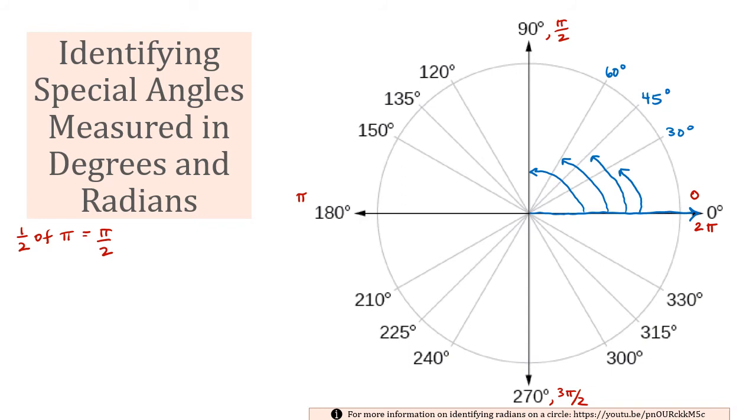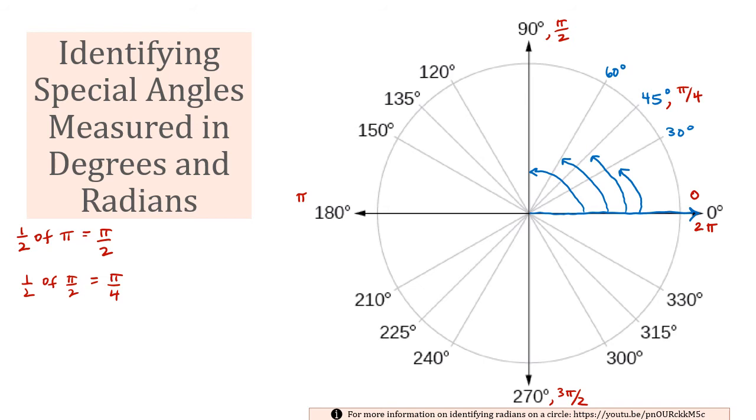Let's take a look at 45 degrees. 45 degrees in radians would be half of pi over 2. Well, 1/2 of pi over 2 is pi over 4. All right, so 45 degrees is pi over 4.